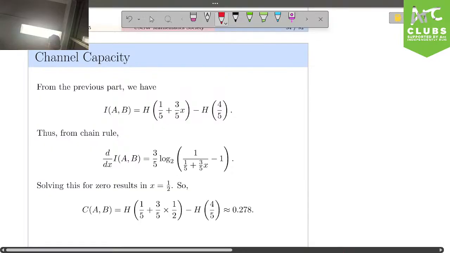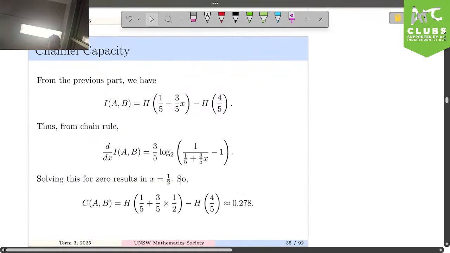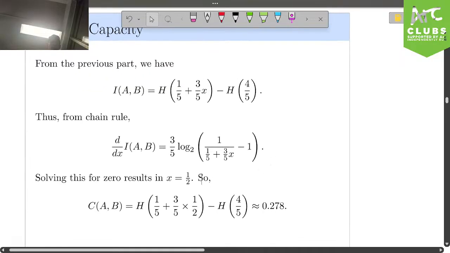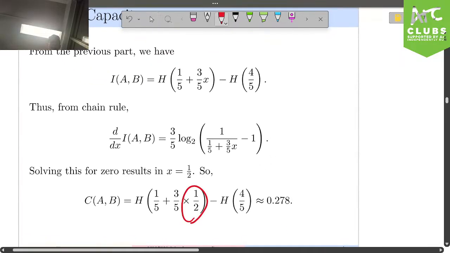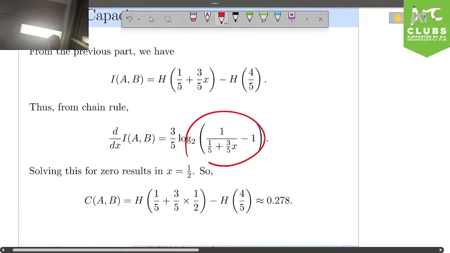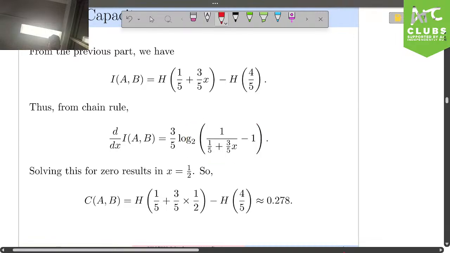Actually, no, that isn't right. You would want to use your chain rule. Oh yeah, you still plug in x is equal to a half. I haven't done this calculation since last year. It's probably better to just do it explicitly, or use the chain rule in some fashion. The difficulty here is that since you only have a constant factor out front of the derivative, you want to make this 1 over 5 plus 3 over 5 x minus 1 equal to 1, so we have 0 derivative.